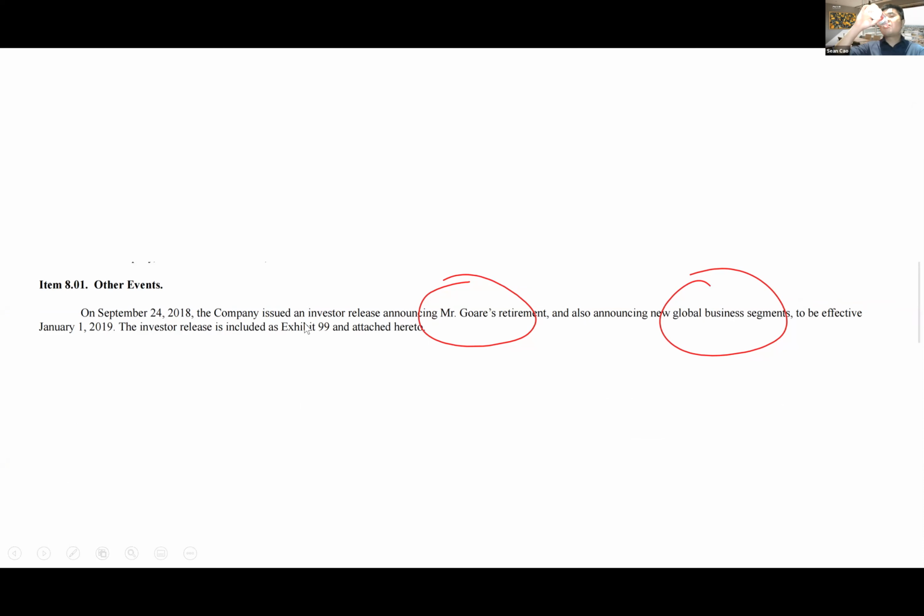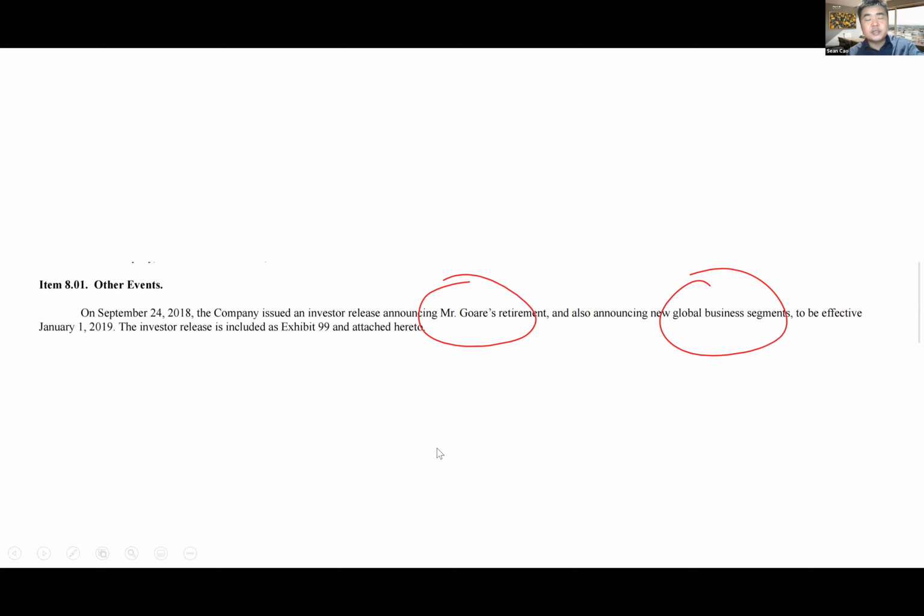So if you go to the 8-K item 8.01, you can get the summary of the news. The summary of the news is about retirement. The summary of news is about a new global segment strategy. And then if you want to find detailed information, you have to go to exhibit 99. You have to get exhibit 99.